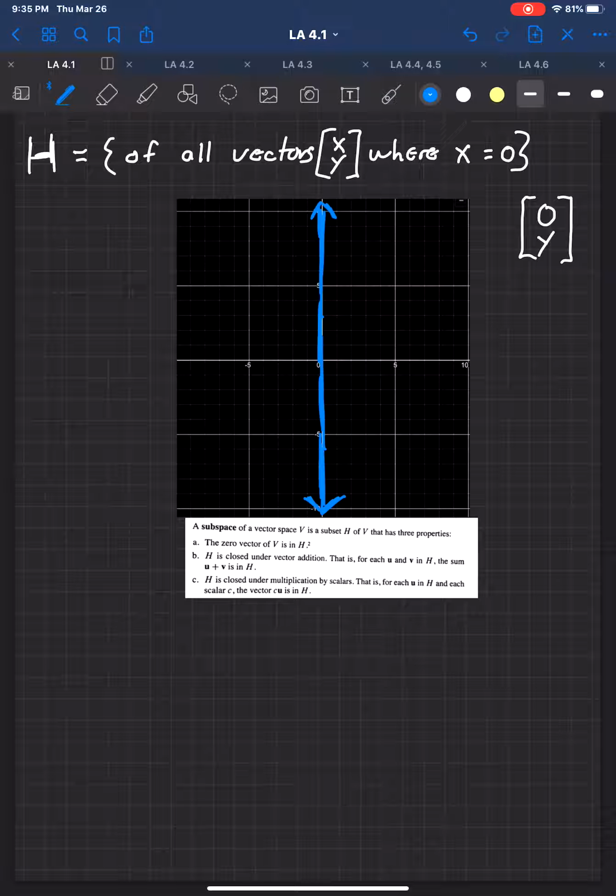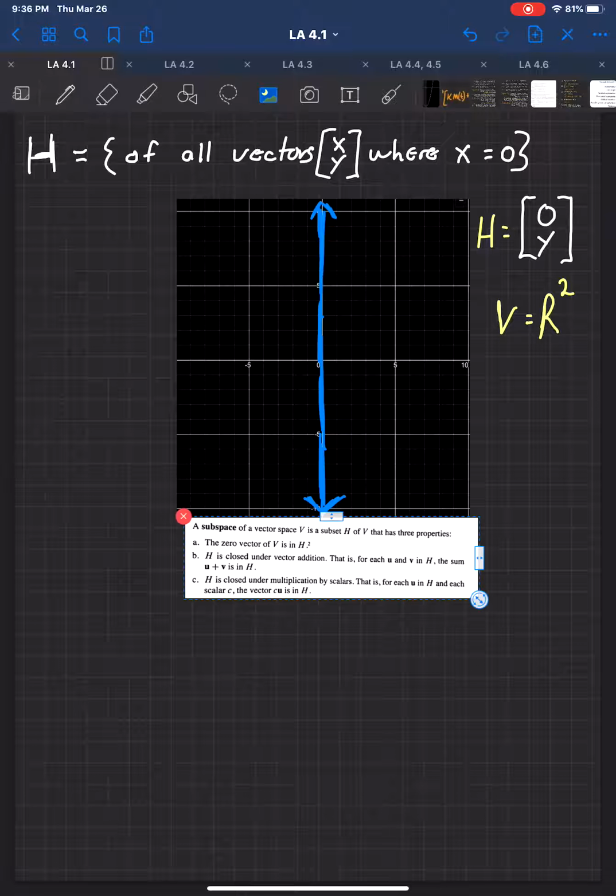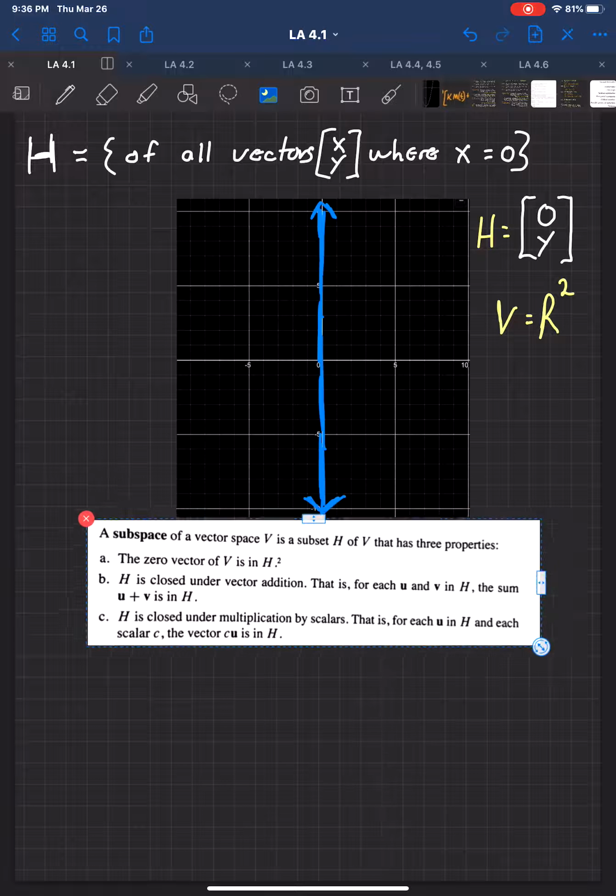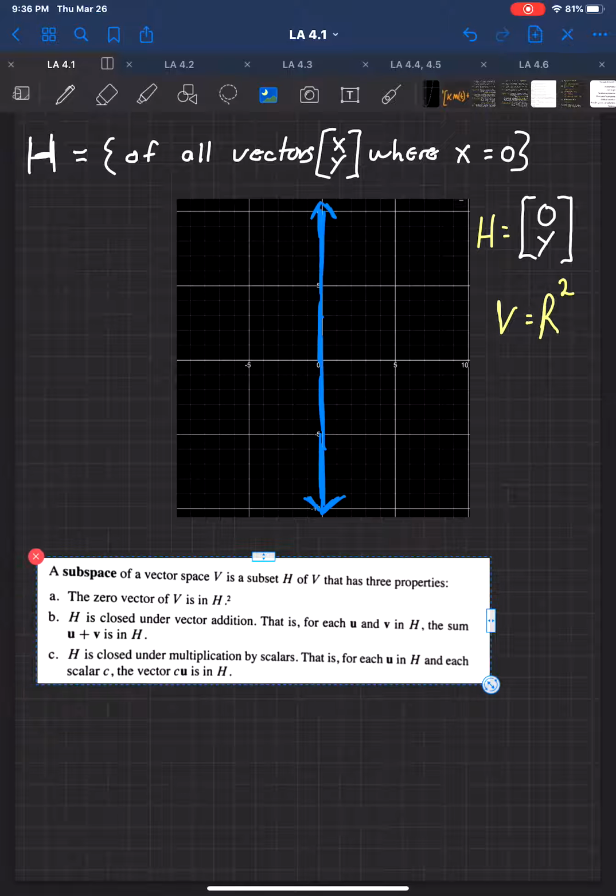Okay. So, ready? Again, working with vocabulary. What is the vector space? Well, the vector space is all of R2, so every single x, y point in R2. Now, what is the potential subspace? The one that's under scrutiny right now is H. Ready? Now the game begins. Can we show that H is a subspace of R2?